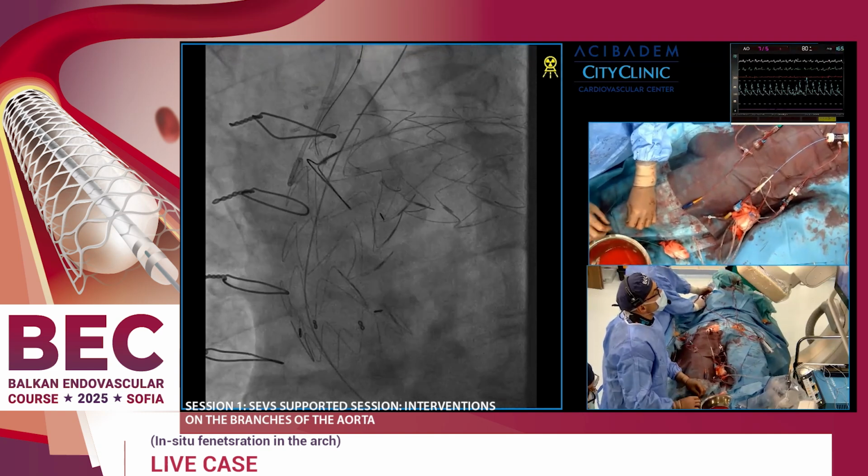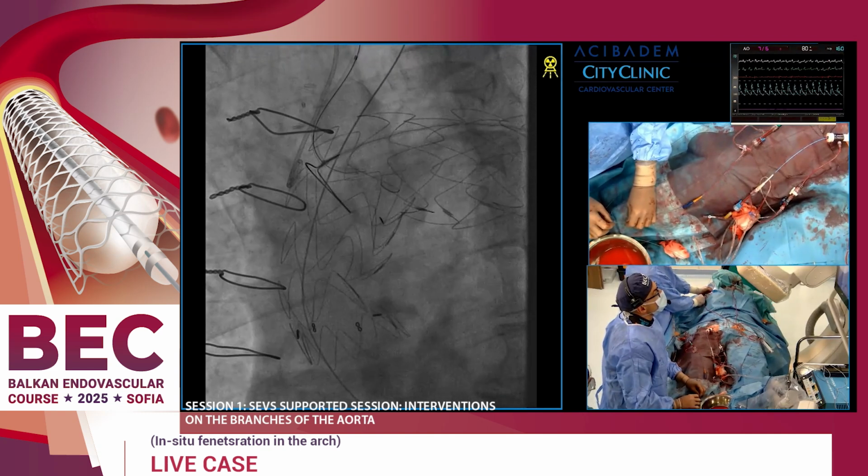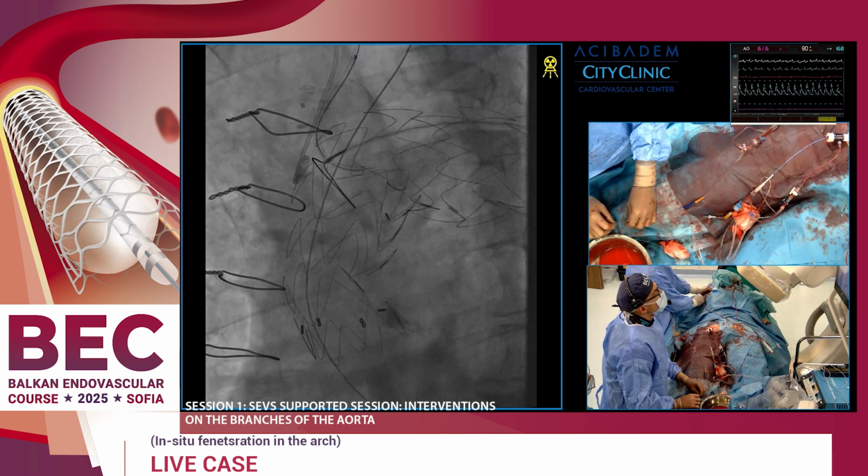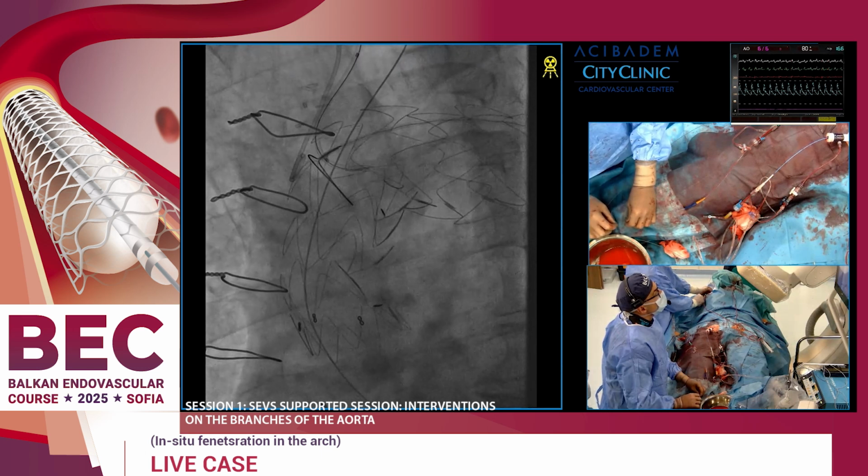You're using the sheath really very much to support what you're doing, to control your ability to puncture the graft.